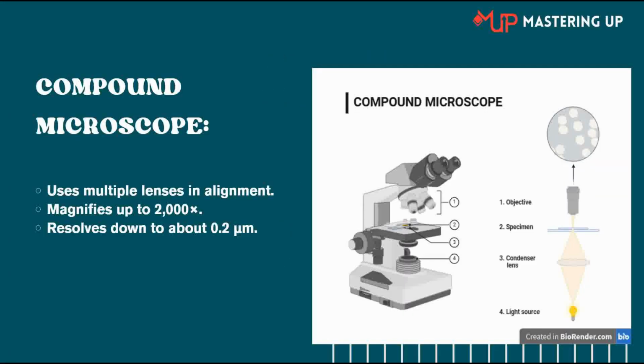Now let's move on to the compound microscope. A compound microscope is one which uses multiple lenses in alignment. It can magnify up to 2000x. It resolves down to about 0.2 micrometer. The compound microscope illustration is shown at the right. As you can see, there is a light source and a condenser lens which focuses the light on the specimen. The light is focused on the objective lens where you can view the specimen.